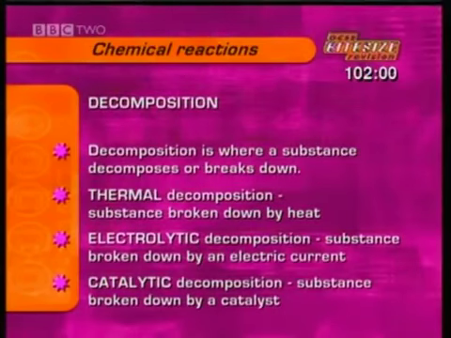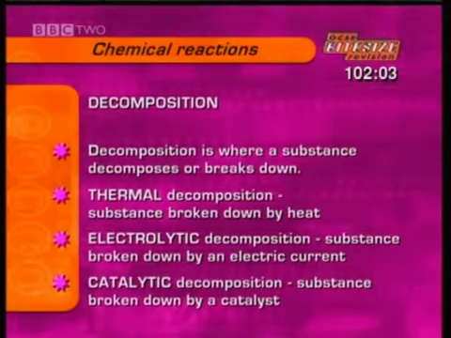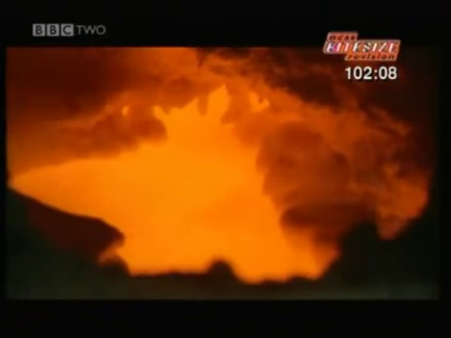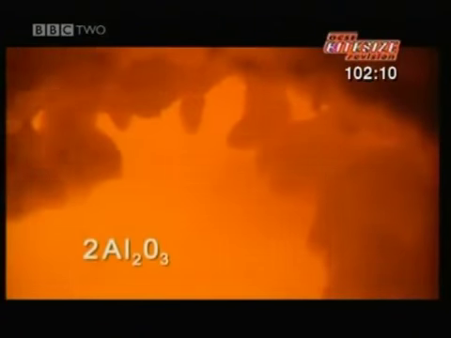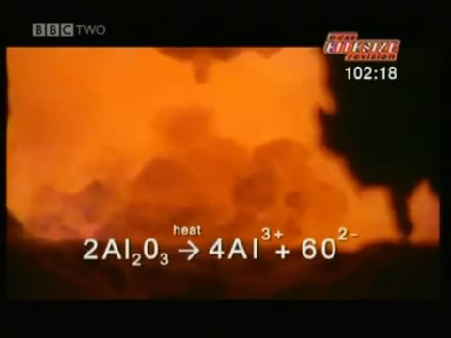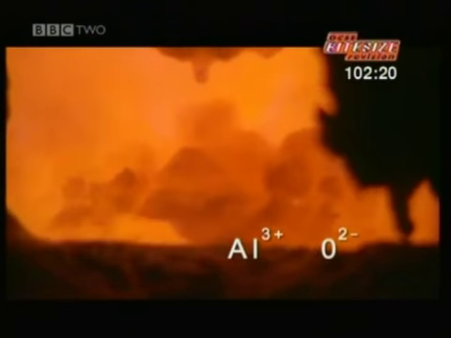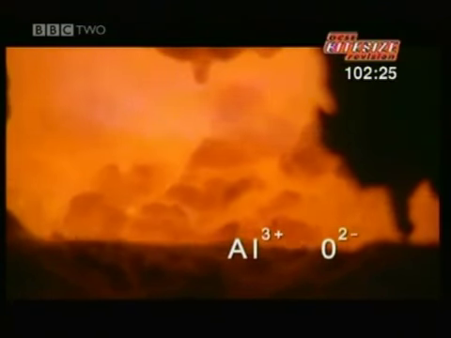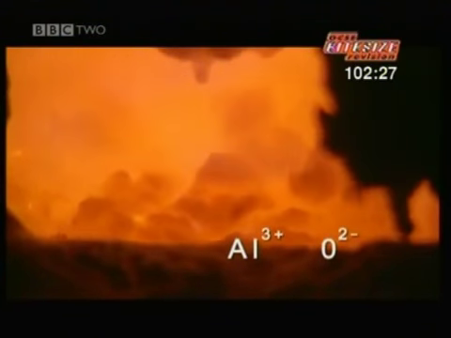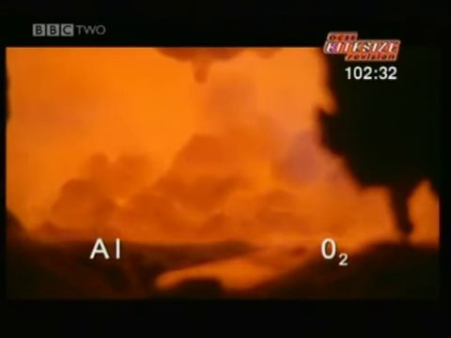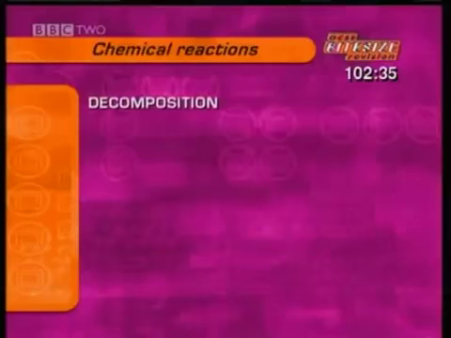Both thermal and electrolytic decomposition are used to extract aluminium from aluminium oxide. First, the electric current heats the aluminium oxide. Heating breaks the strong bonds between aluminium and oxygen. That leaves positive aluminium ions and negative oxygen ions floating in the mix. Next, electric charge draws the ions apart and neutralizes them, turning them into aluminium metal and oxygen gas.